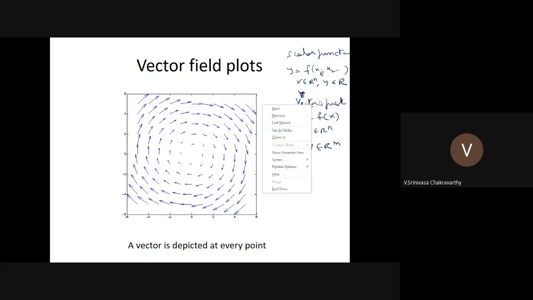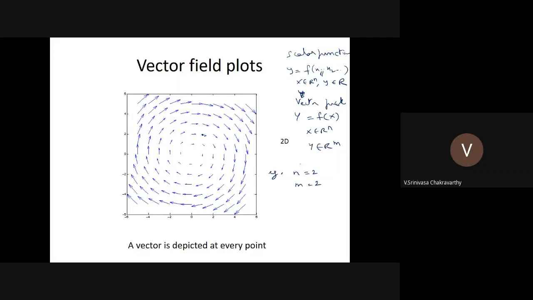So obviously, if you go to high dimensions here also, there are practical problems. But suppose you have a low dimensional vector field, where n is equal to 2 and m is also equal to 2. That means at every point in this 2D space, there's a vector. So how do you depict such a vector function? This is a vector field.